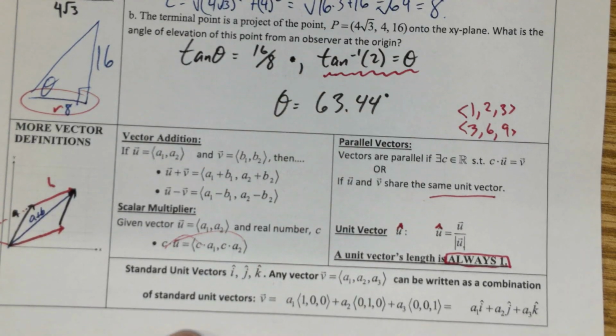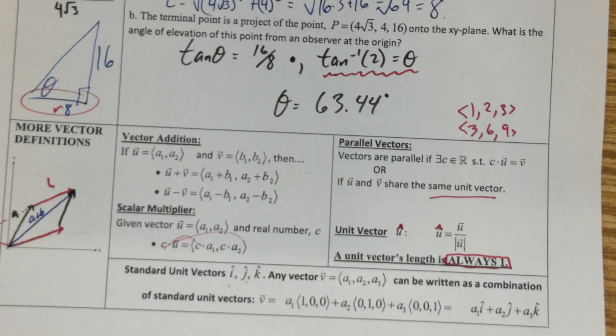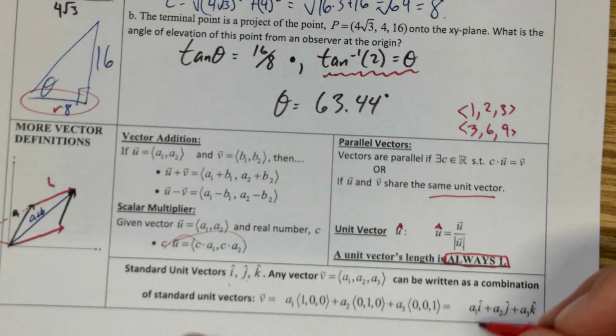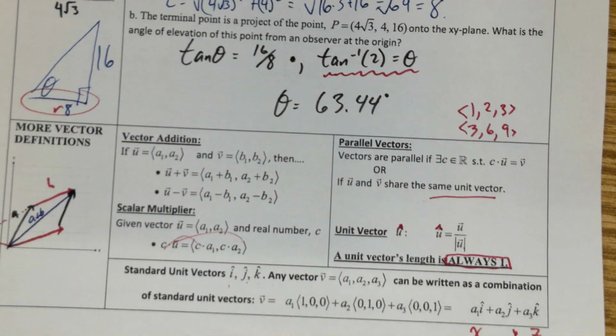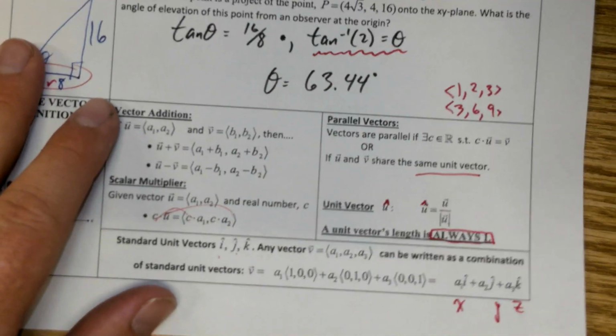It's been 11 minutes on the front page. Let's go, folks. I, J, K are my standard unit vectors. Those are the 3 directions. The x direction, the y direction, and the z direction can always be referenced through I, J, K.